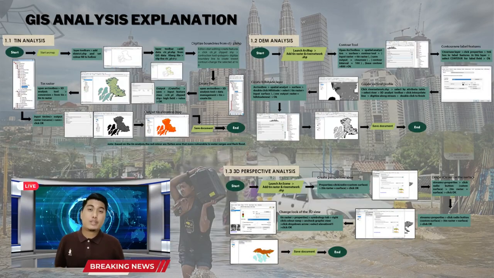The first process that we use is TIN analysis. TIN is a data structure that has the ability to represent linear and point features. After the process, we can detect and accurately define the channel and floodplain area. Next is DEM and 3D perspective. The purpose of DEM analysis is to know the height of the area, which is needed to create a map with a shade effect. By the 3D perspective process, we can determine the flood area more accurately using a texture map.